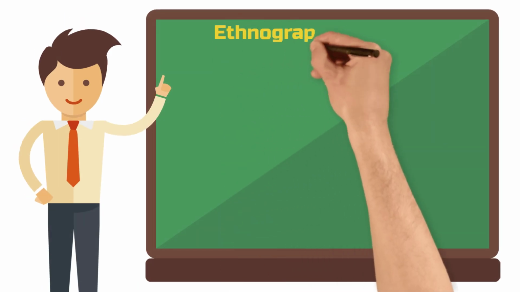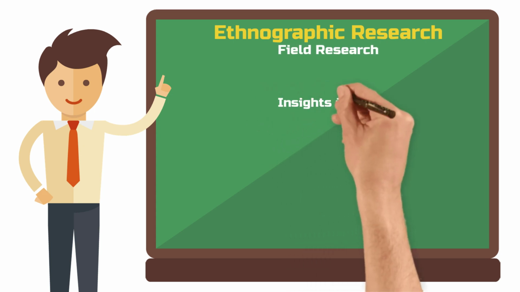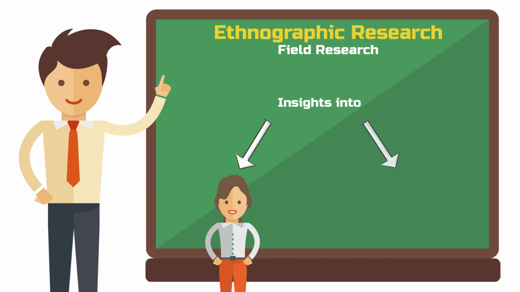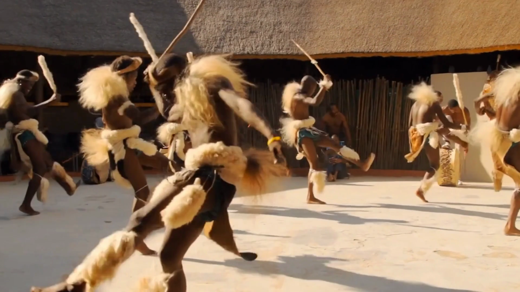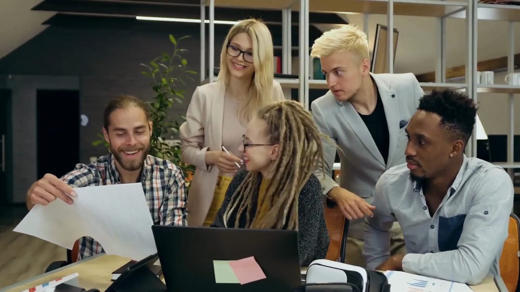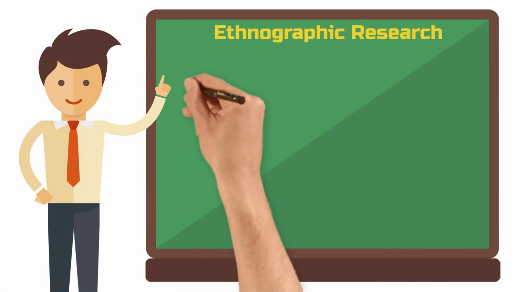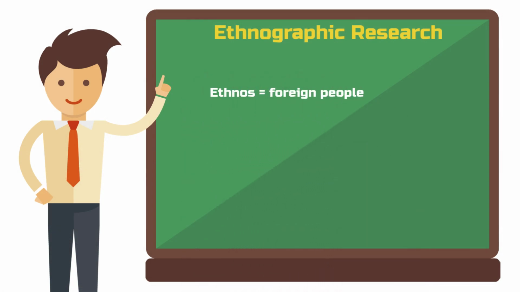Participant observation is a key method in ethnographic research and often simply called field research. The goal is to gain insights into human behavior, group dynamics, and social interactions. The subjects of ethnographic research can vary widely from an indigenous tribe in Papua New Guinea to a tech startup in San Francisco. The word ethnos comes from ancient Greek and roughly means foreign people.